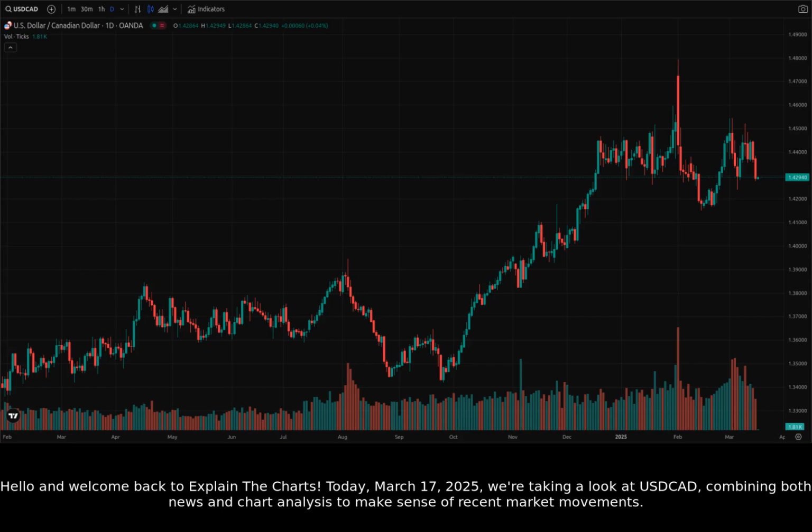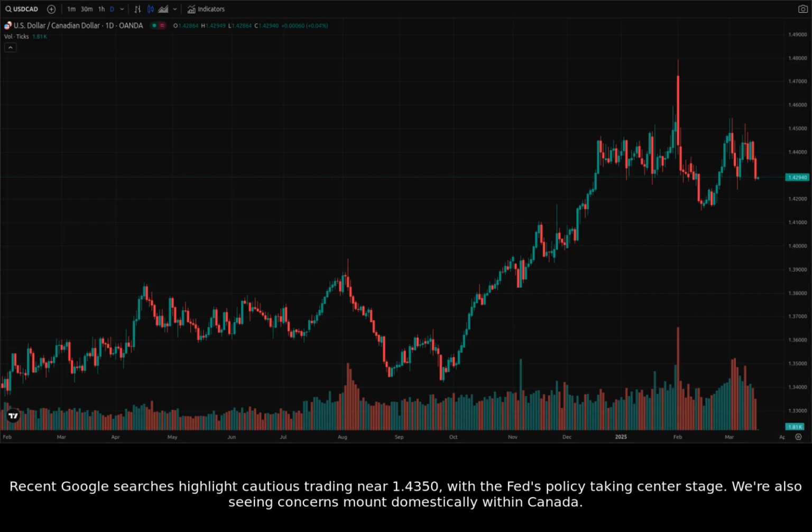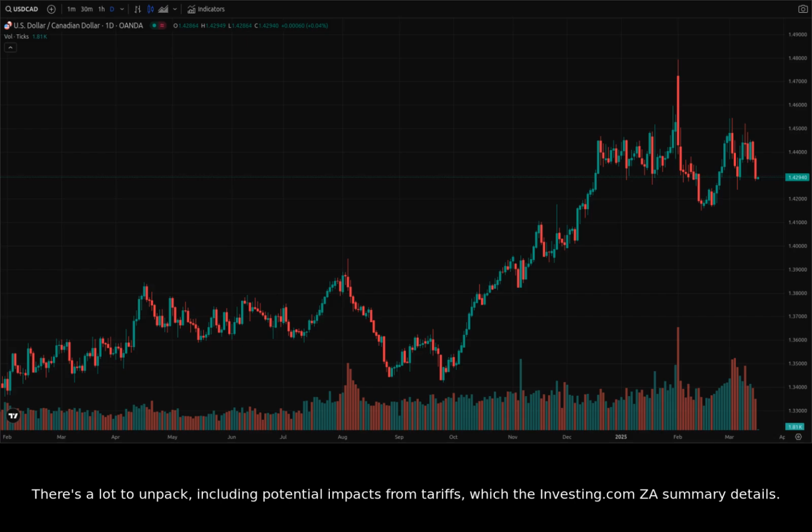Today, March 17th, 2025, we're taking a look at USDCAD, combining both news and chart analysis to make sense of recent market movements. Recent Google searches highlight cautious trading near 1.4350, with the Fed's policy taking center stage. We're also seeing concerns mount domestically within Canada. There's a lot to unpack, including potential impacts from tariffs, which the investing.com.za summary details. Let's dive into the charts and see how these factors are playing out.